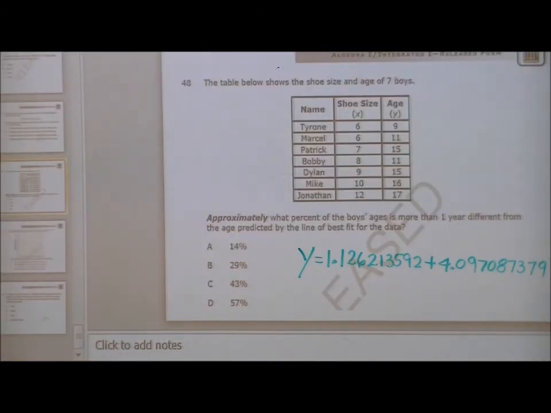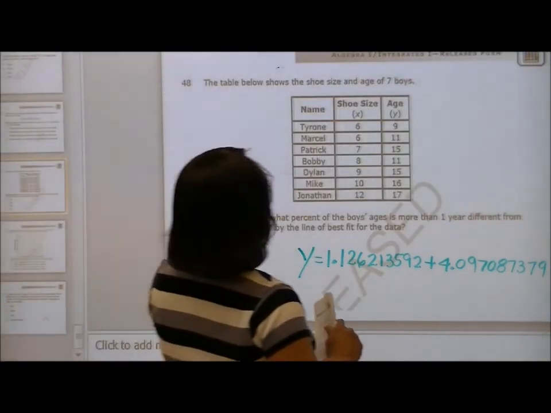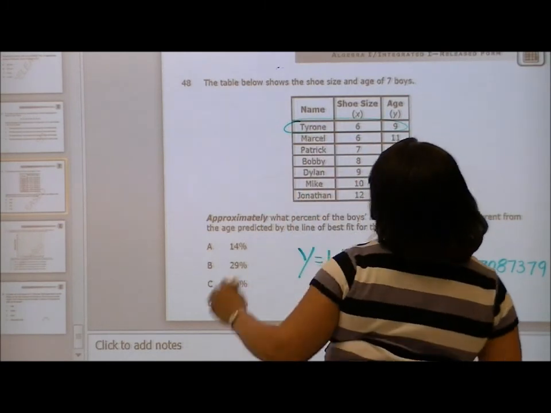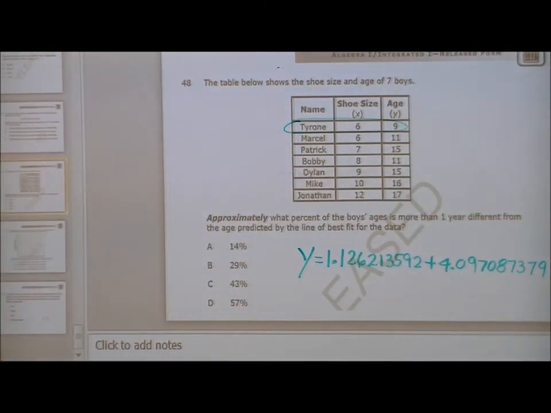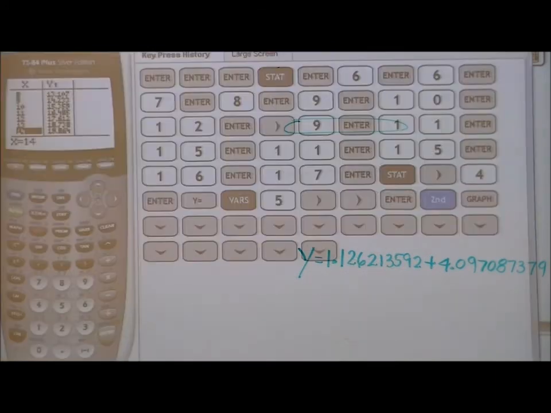So I'm asking you to circle this, because this is off by more than one, according to the line that was predicted. And now let's look back up at the calculator. The second 6 is okay, because it's 10.85. On our table, 10.85 is not more than one away. So let's look at the 7 on our table.